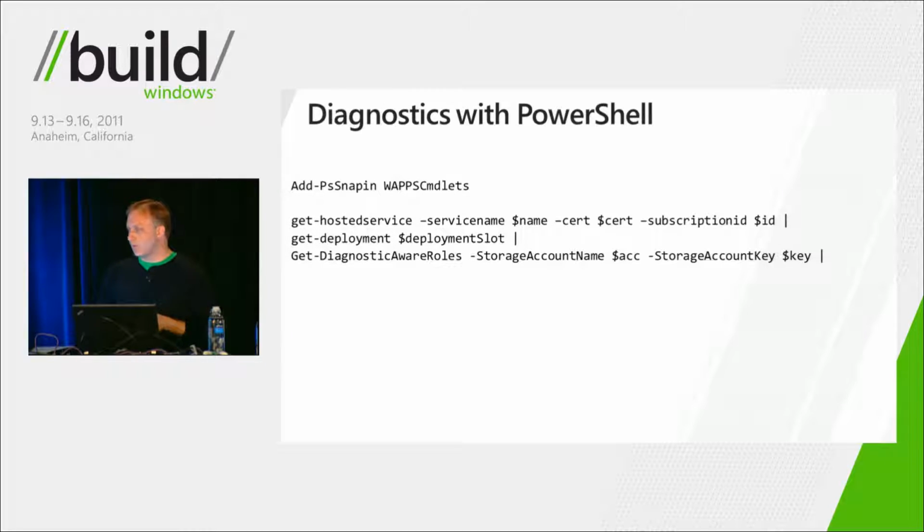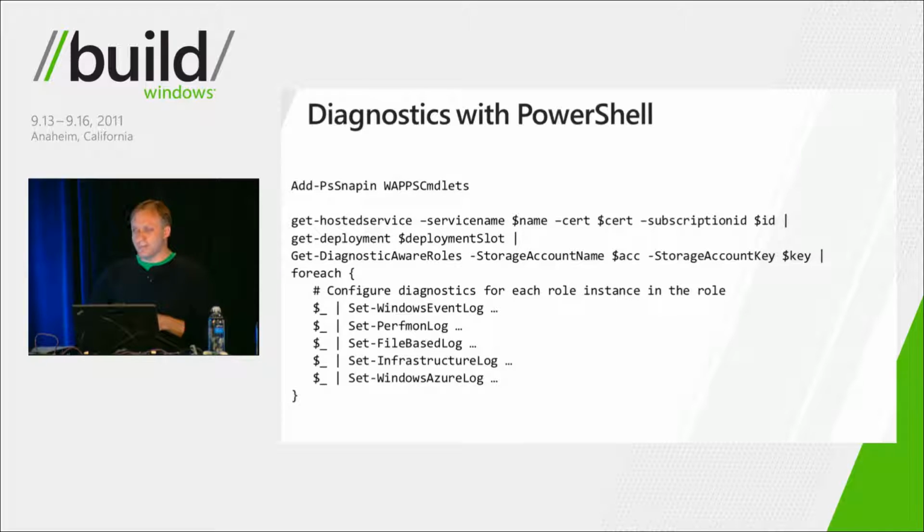Get diagnostic where roles returns back a collection that you can enumerate through of all the different roles that you're working with and actually set the different aspects of diagnostics on them. So if you're not used to that little $_ operator, that is a PowerShell operator that basically represents the current object in the for loop you're iterating through.